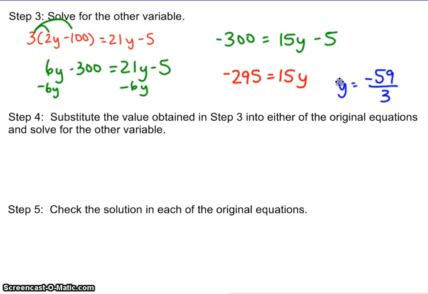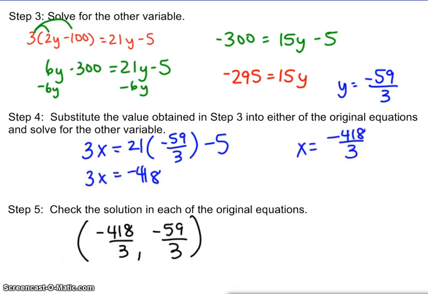Now I don't want this as a decimal, because what's going to happen is you're going to get 19.66666 repeating, so we would have to round, and when we round, we change the value of the number. So leave it as a fraction in this case. Now that we know y equals negative 59 thirds, we can plug it back into the original equation. So 3x equals 21, and then y is negative 59 thirds minus 5. So I took the original equation, 3x equals 21y minus 5. So let's plug it in and find out what we get. All right, so you should get negative 418 thirds over, and negative 59 thirds.